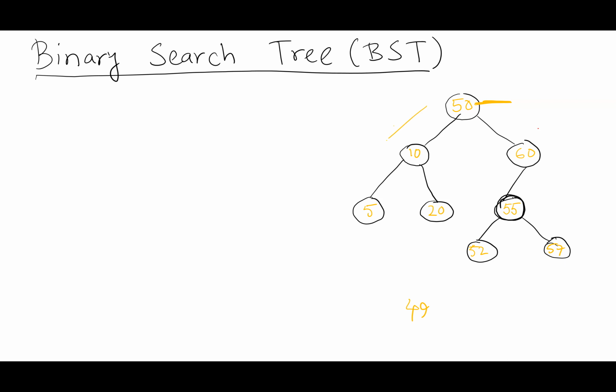Obviously, I have to come this way, and you see 49 first comes this way because it's less than 50. Then it's greater than 10, so it comes this way, right? And then it's greater than 20. That means 49 will go here. Okay, so there goes the definition of binary search tree.